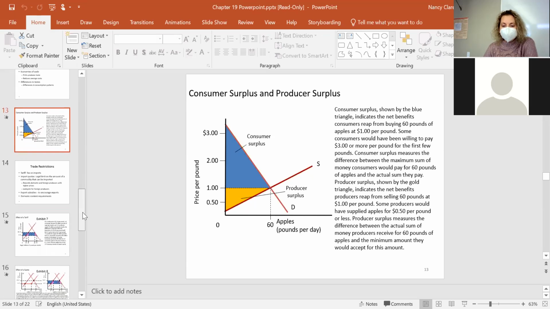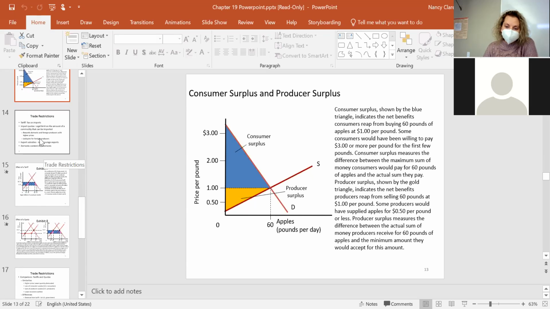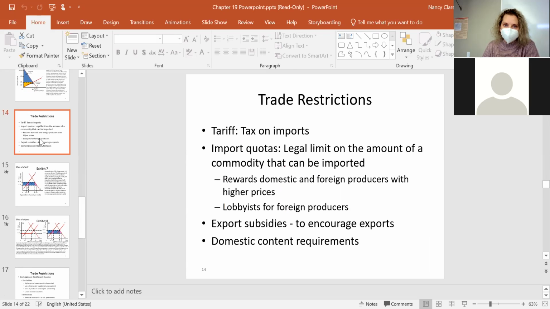All right, so now we're going to get into trade restrictions. This can be a little tricky. I'll break it down the best I can. The first thing I'm going to do is only focus on these top two. These bottom two, I don't think they come up in your homework. They won't come up on your exam. You can forget they're even there, okay? We're going to focus on the two main trade restrictions that we see, and that's going to be tariff and quota, okay?